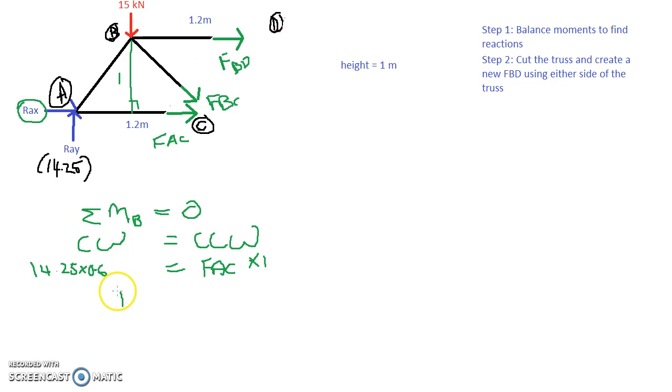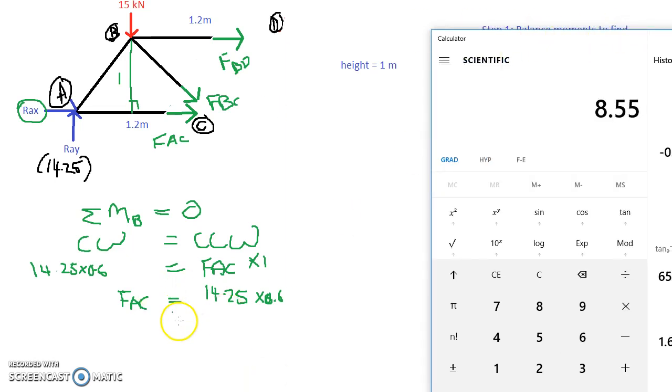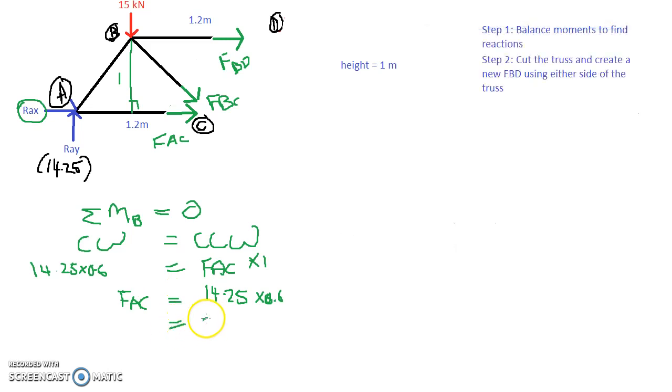All right. So this is a very simple balancing moment problem, mathematically anyway. If you get how to figure out the perpendicular distance for all of these forces, it's not going to cause you any trouble. So FAC literally equals 14.25 times 0.6. So it's clearly going to be in tension because this is going to be a positive number. Let's put that in. 8.55 kilonewtons.